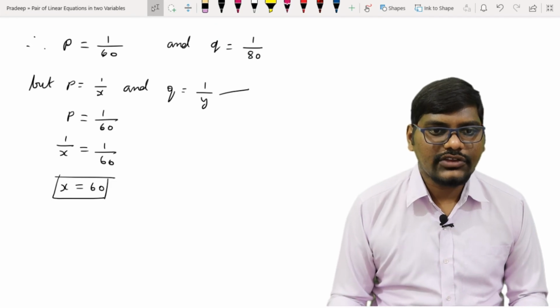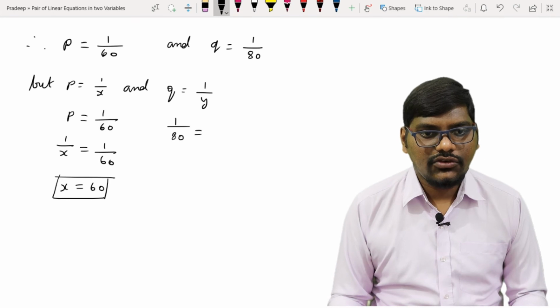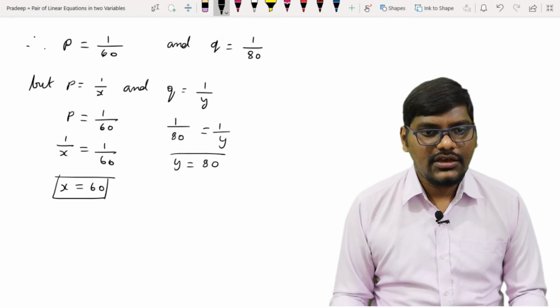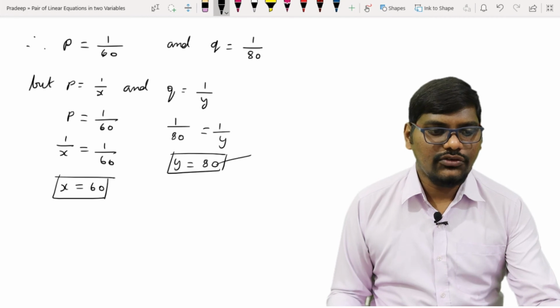So here also, what is the Q value? That is 1 by 80. So this is 1 by Y. So by cross multiplying, we are getting Y is equal to 80 as the value. So X value we got as 60 and Y value we got as 80.